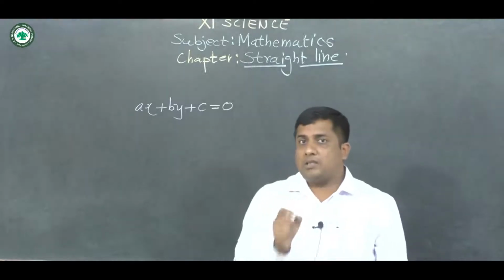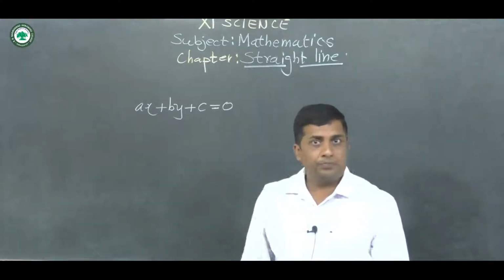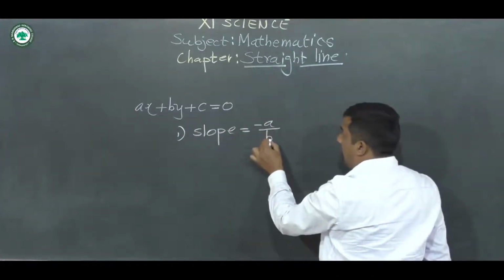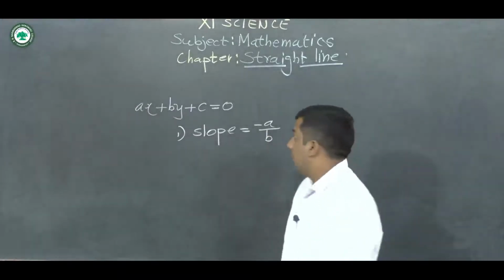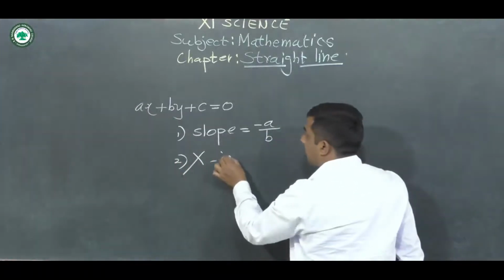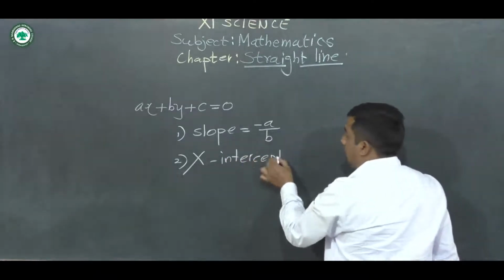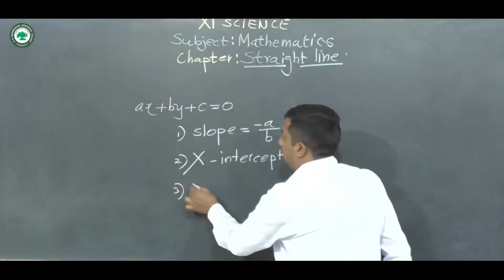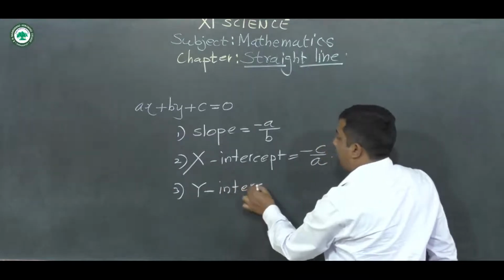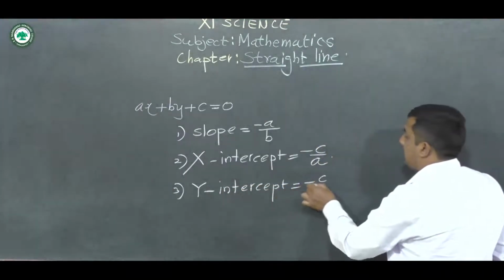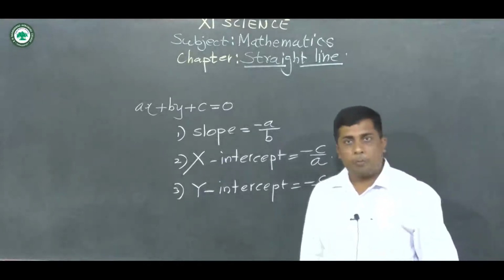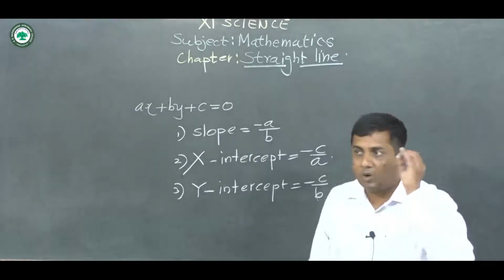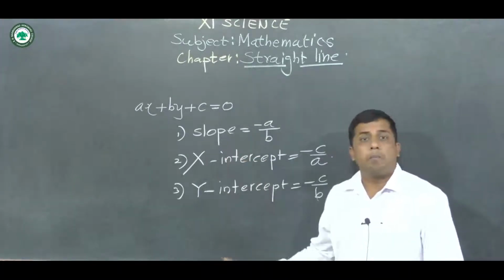Firstly, we defined the slope of the given line. The slope of this line is always minus a upon b. Then we saw the x-intercept, which is always minus c upon a. And lastly, we defined the y-intercept, which is minus c upon b. So in the previous lecture, we saw these three important concepts and some important examples related to this part.